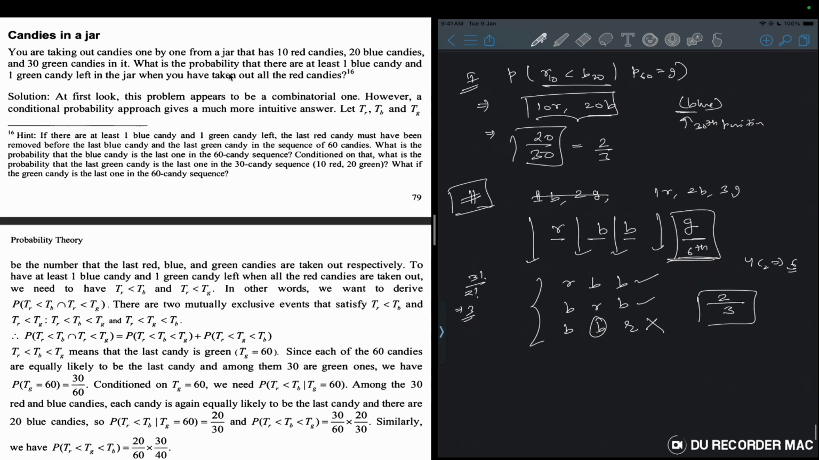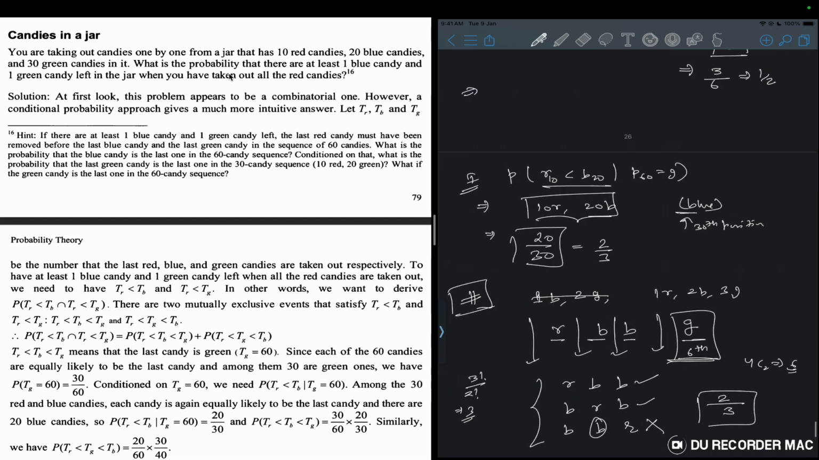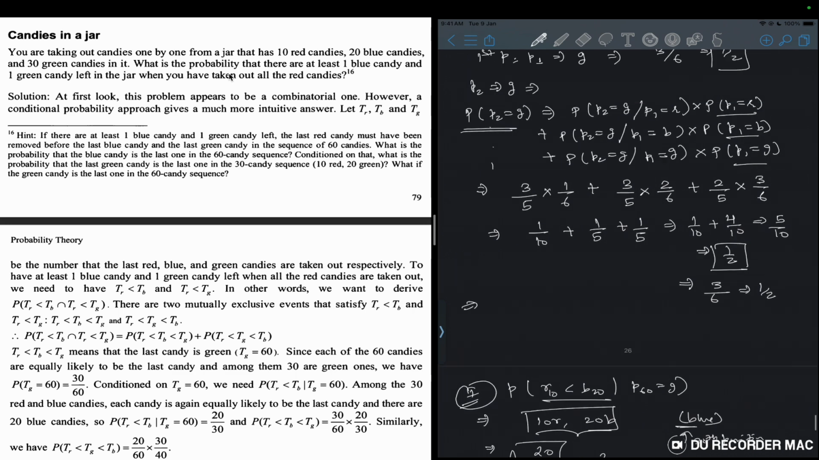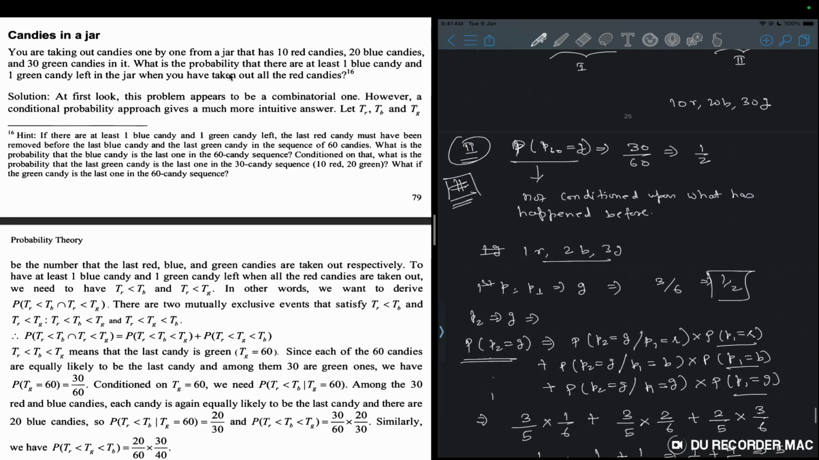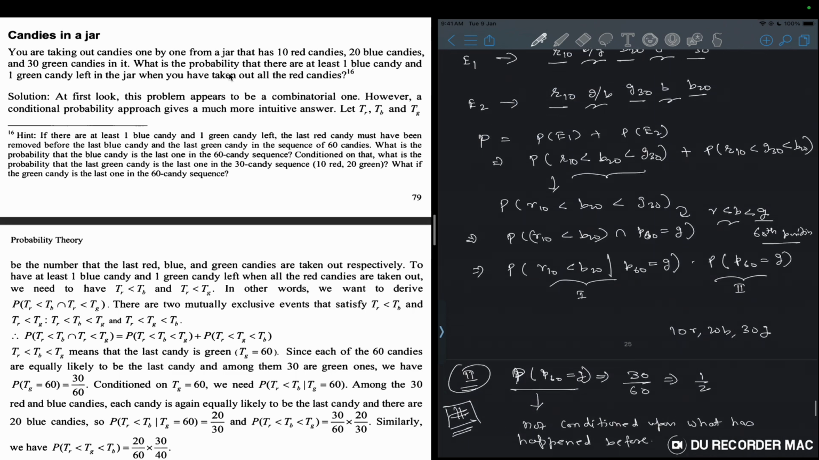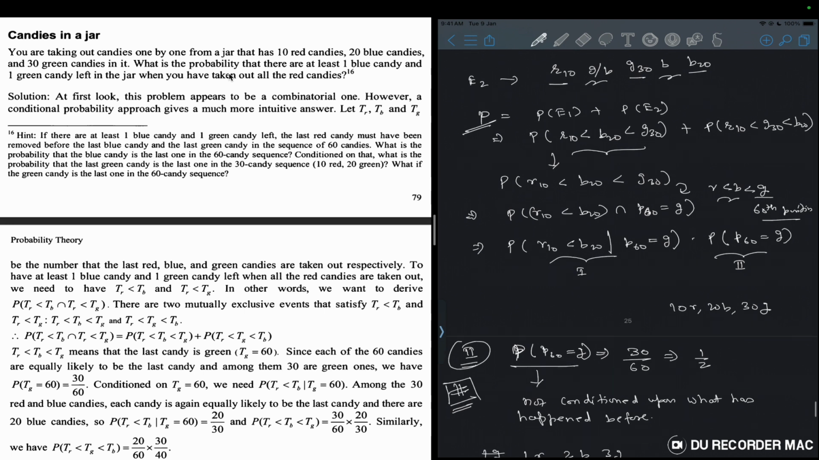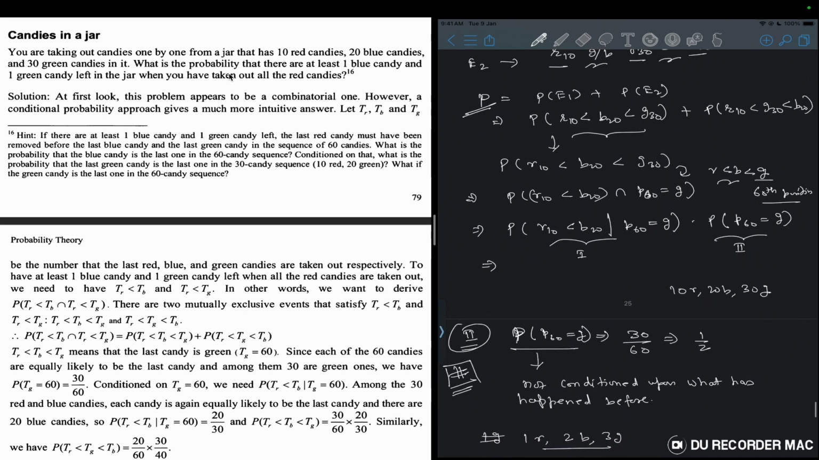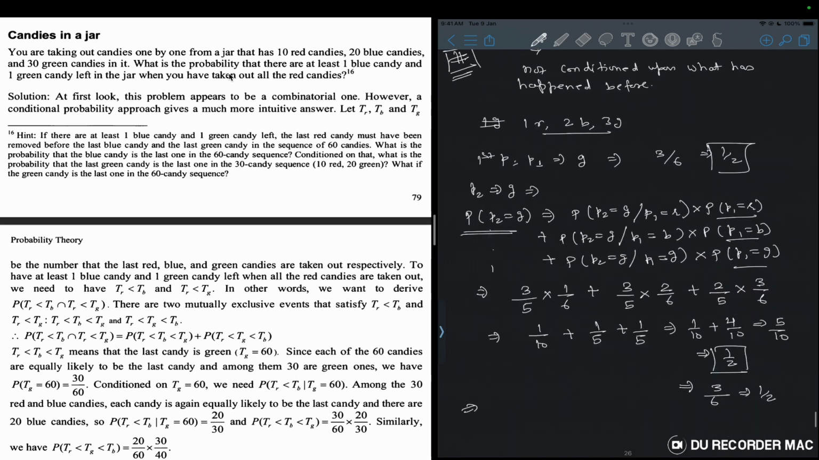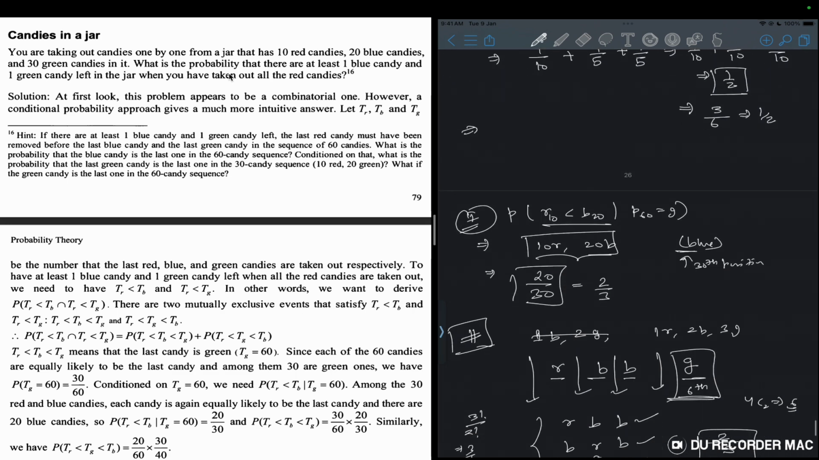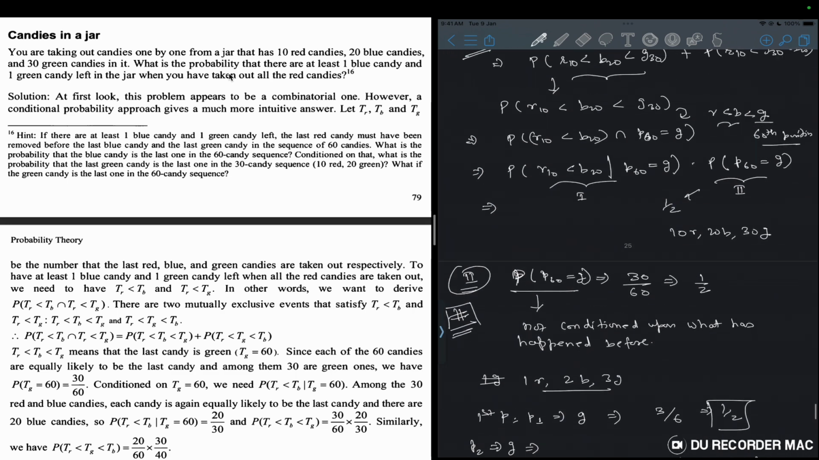Okay. So now we have calculated 1 and we have calculated 2. So the probability which we were initially going to calculate is the probability of E1 plus E2. This one we calculated as half, and this one we calculated as 2 by 3, and this is 2 by 3.